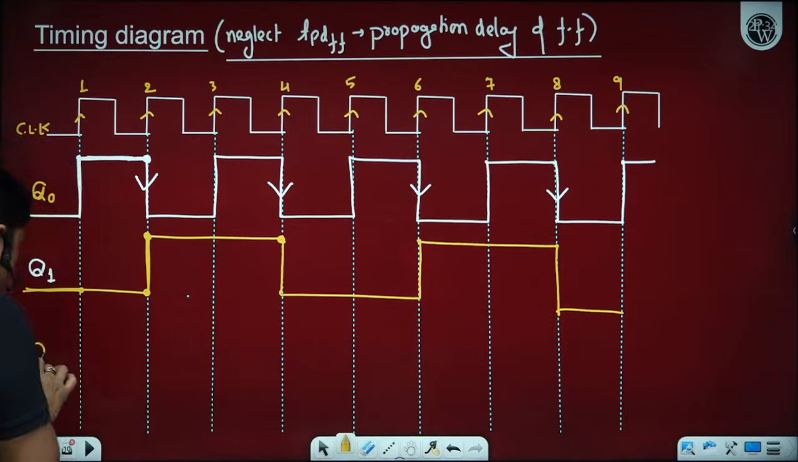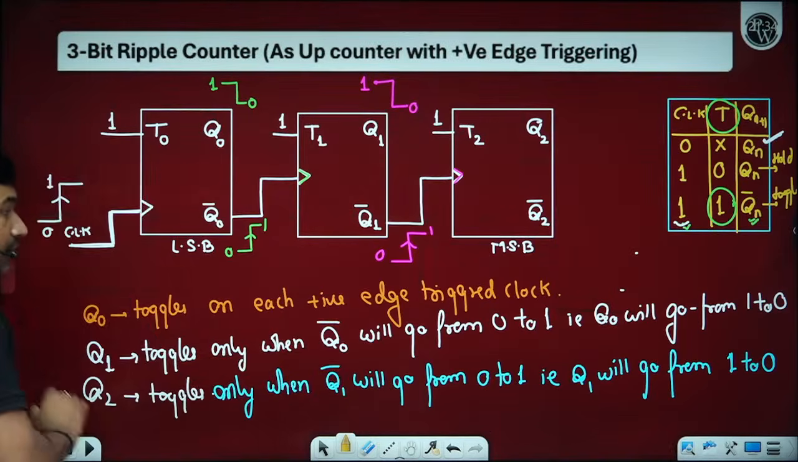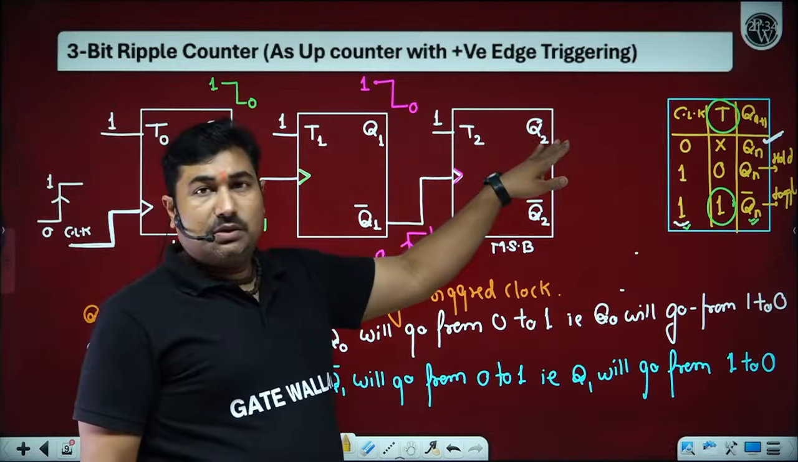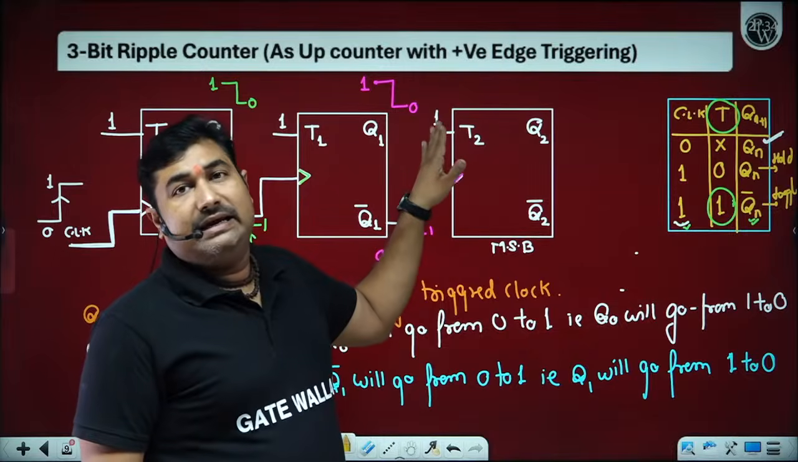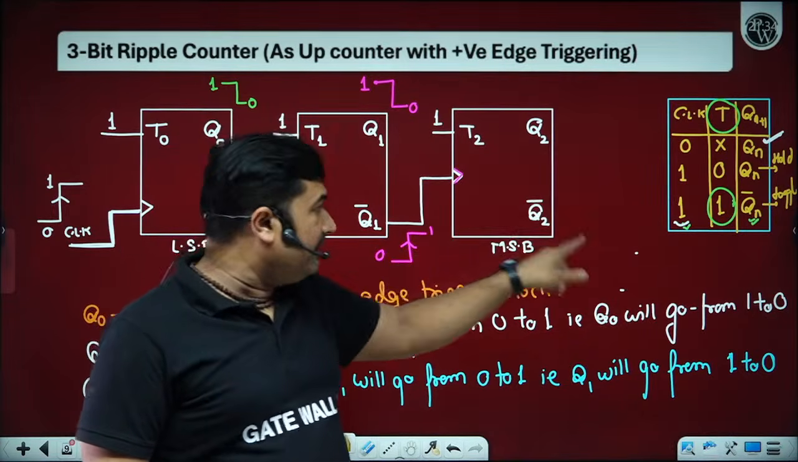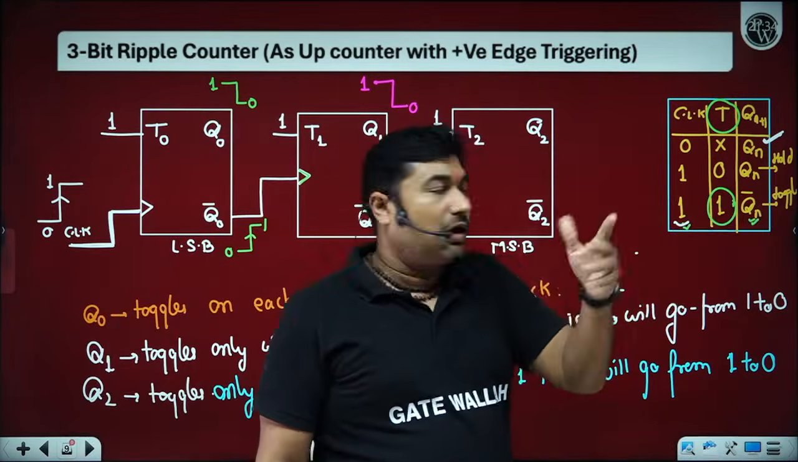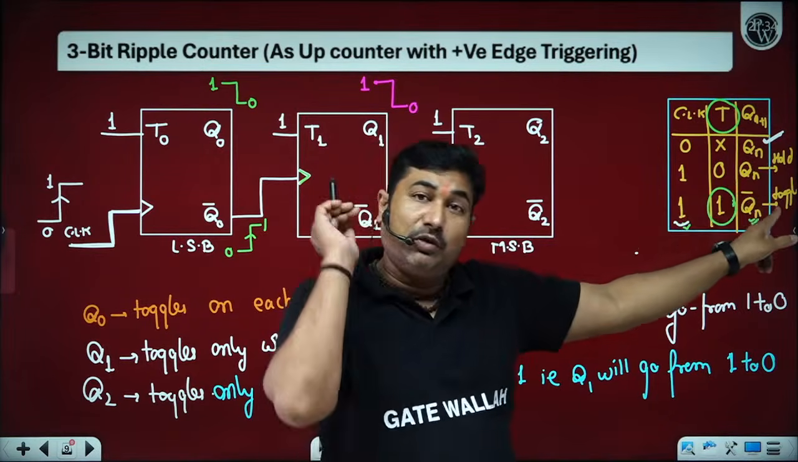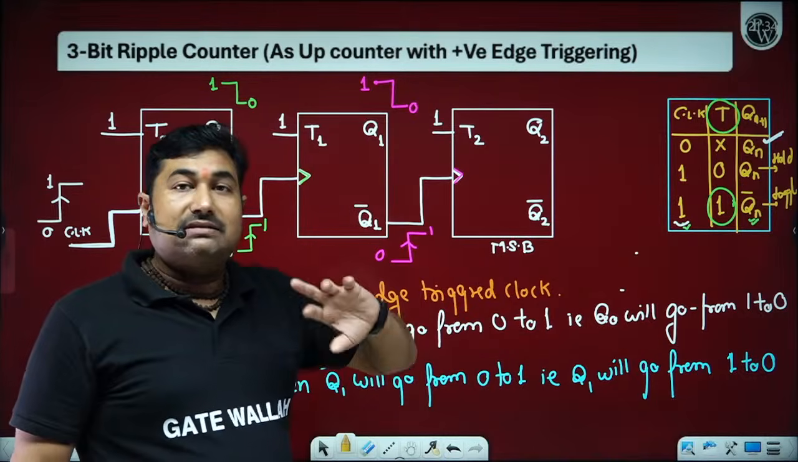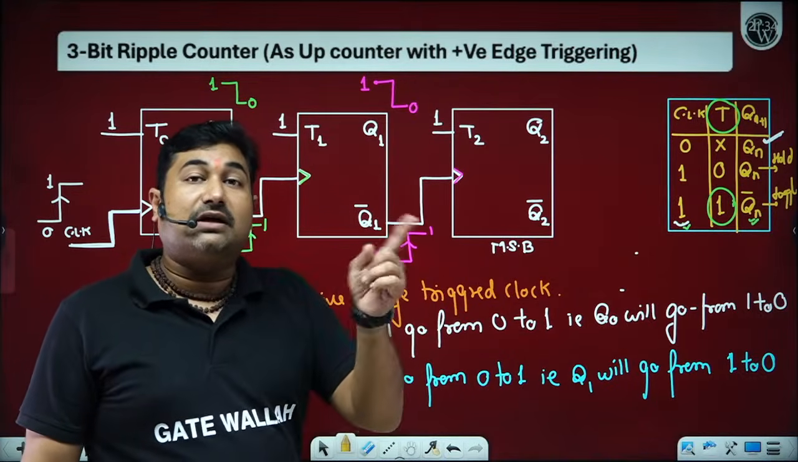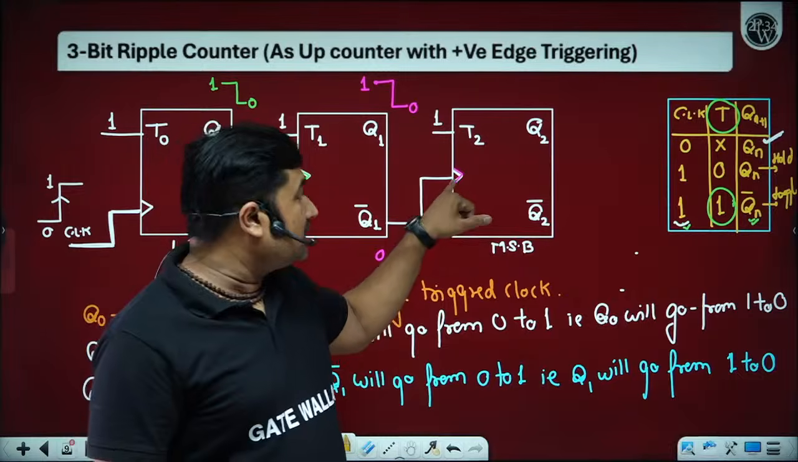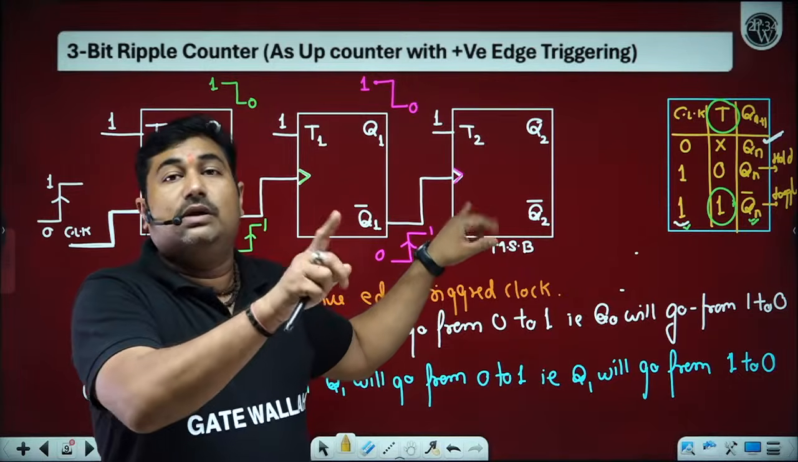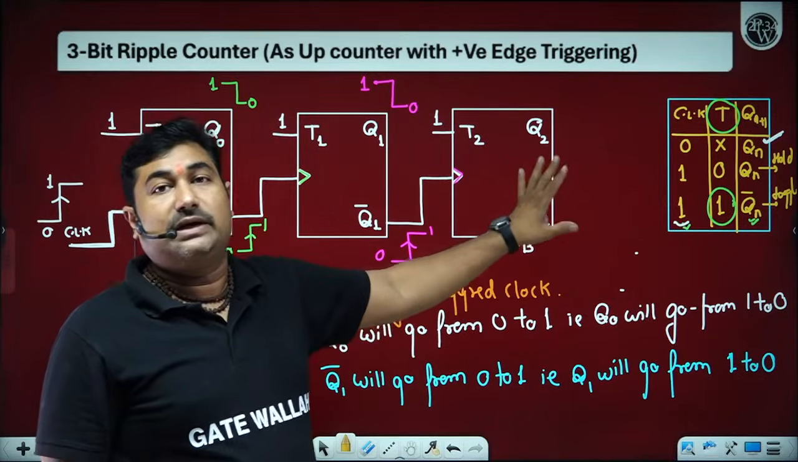Now what is the clock to Q2? For flip-flop Q2, we know T2 is high, but the output gets toggled only when the clock appears. If there is no clock, it doesn't matter what the value of T is, the output will not change. The output will only change when the clock appears. And since it's positive edge triggered, whenever the clock is in transition from 0 to 1, only at that instant does the flip-flop output change.